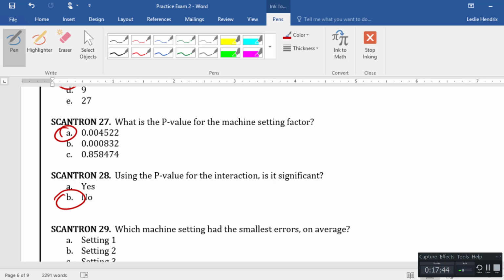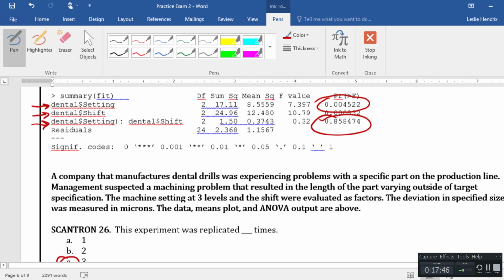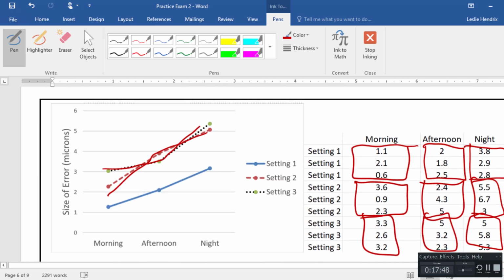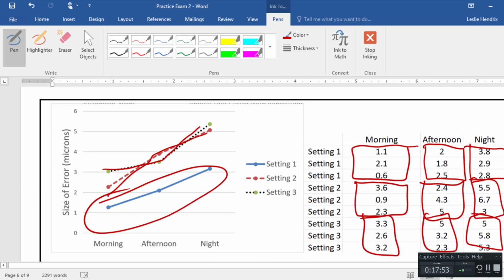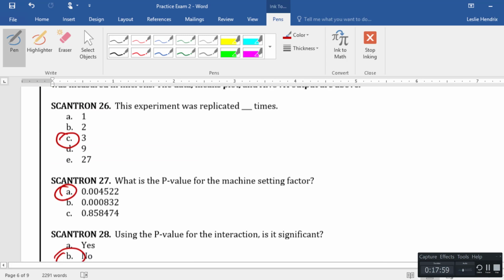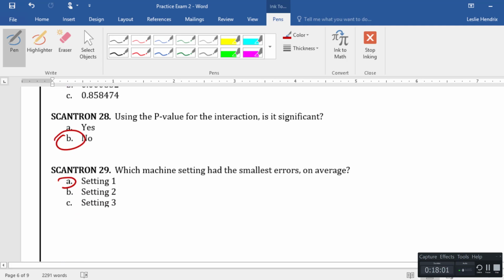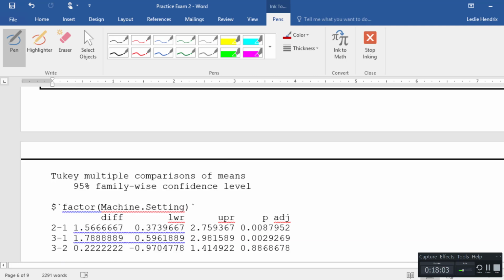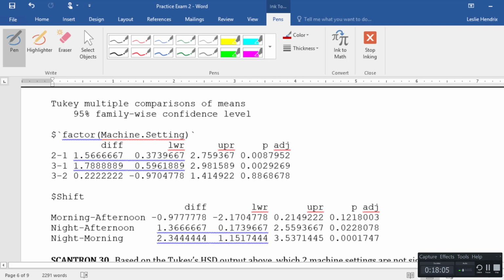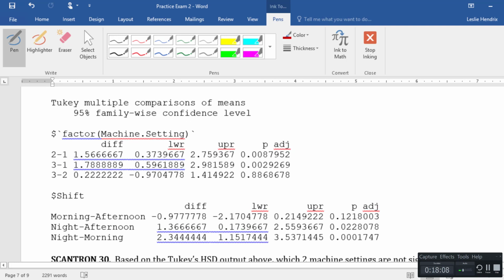So which machine setting had the smallest errors on average? Well, this time I can just look at my plot. I can see that setting 1 here is the lowest on the y-axis. So setting 1 has the smallest error. Setting 1.